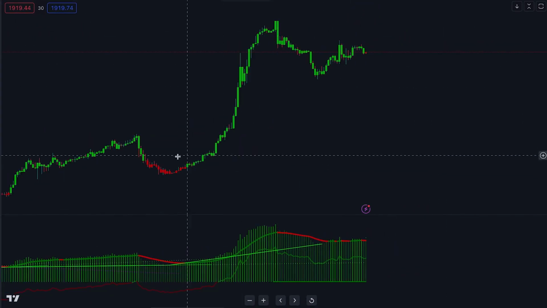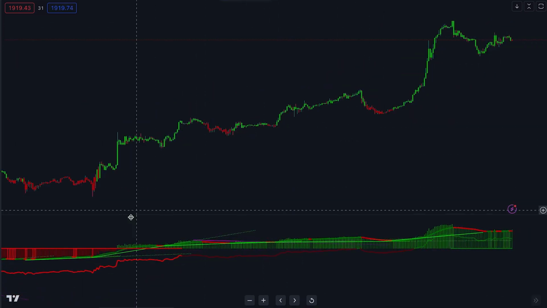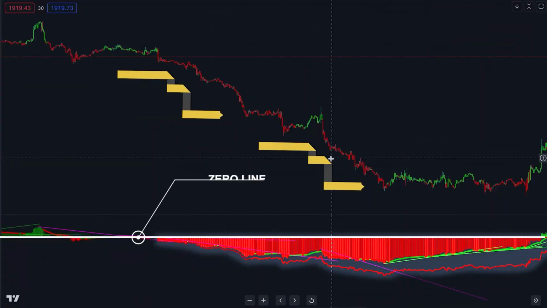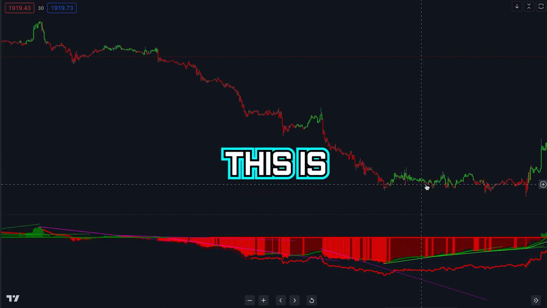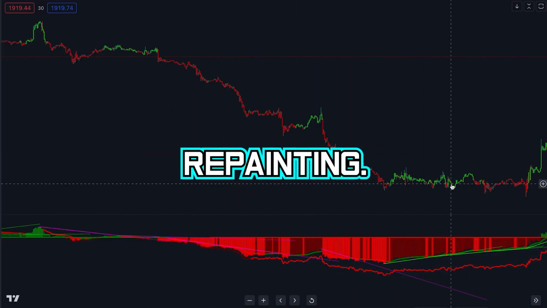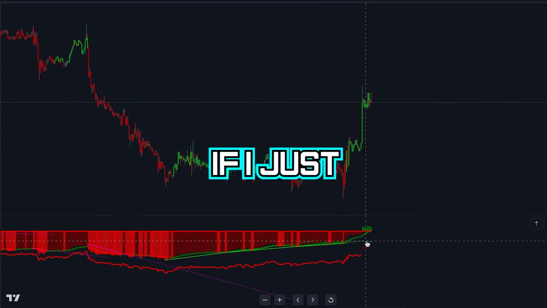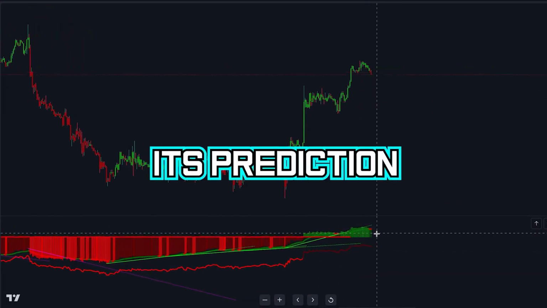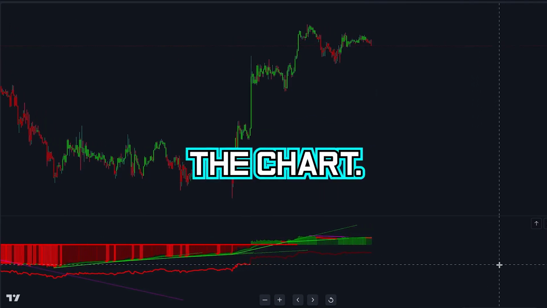We can see that by default the indicator is detecting long-term trends. Green bars maintaining above the zero line indicates a bullish trend and red bars maintaining below the zero line indicates a bearish trend. And this is all in real time with zero repainting. In fact, if I just go ahead and use the replay feature, we can see that once a trend is detected, its prediction remains permanent on the chart.